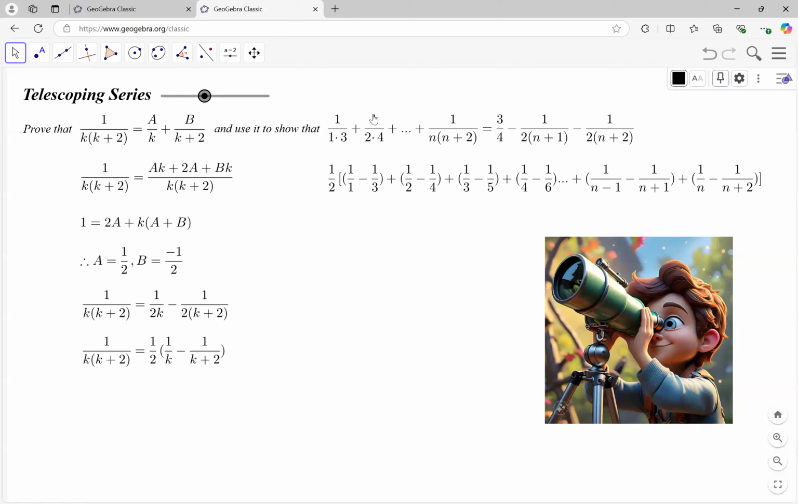Okay, this second term here becomes this part here. 1 on 2 minus 1 divided by 1/4, plus 1 on 3 minus 1/5, plus 1 on 4 minus 1/6, all the way up to, and this is where it gets confusing, we're going all the way up to n, right? We're going to the nth term.